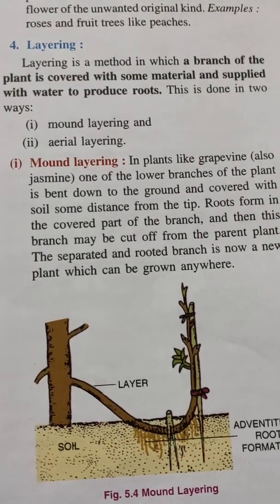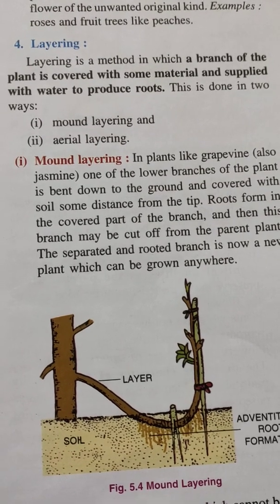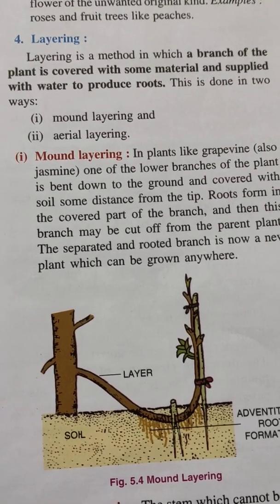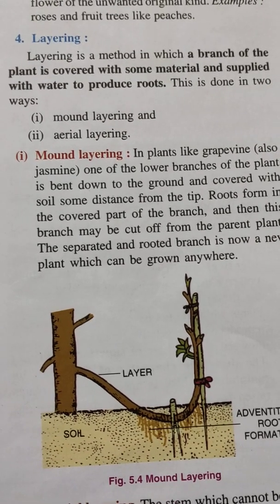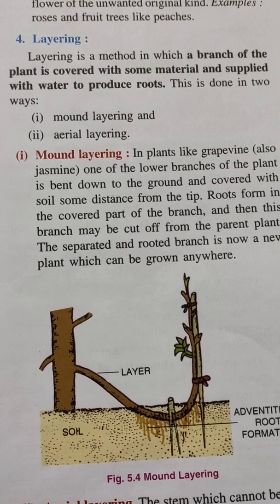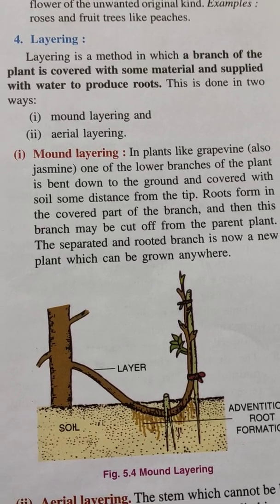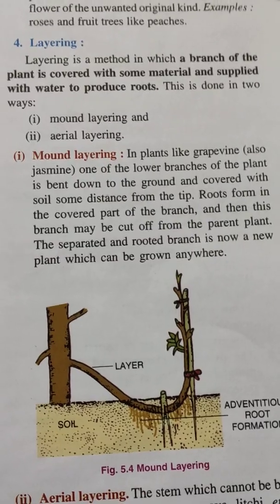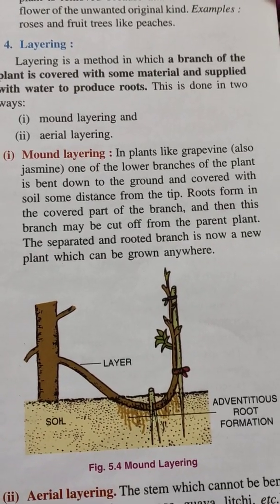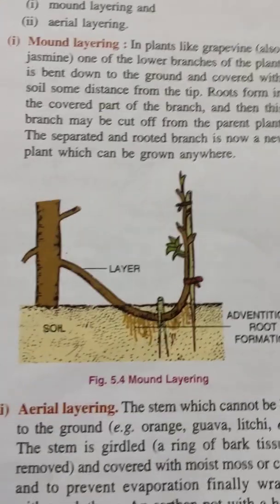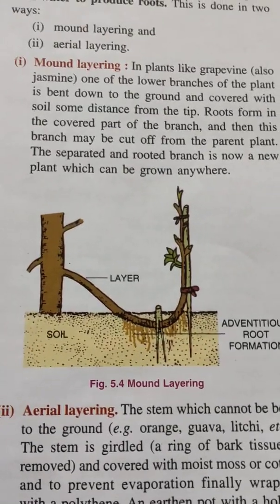Next definition is layering. It is a method in which a branch of the plant is covered with some material and supplied with water to produce roots. This is done in two ways, mound layering and aerial layering. Now this definition is important, and the two ways, mound layering and aerial layering. Now see, mound layering, this is the diagram. Please observe the diagram.